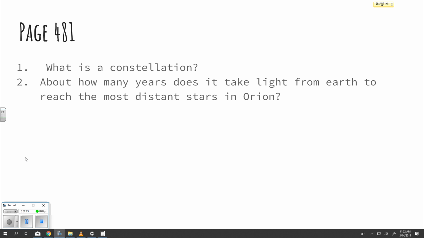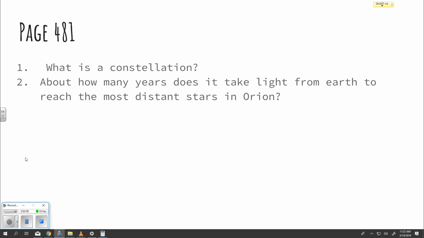Question number 2, about how many years does it take light from Earth to reach the most distant stars in Orion? On the diagram, highlight the two stars on the farthest right. They're the two dots between 1200 and 1400 on the black portion, or the two stars up in the air. Your answer to question number 2 is 1300 years.